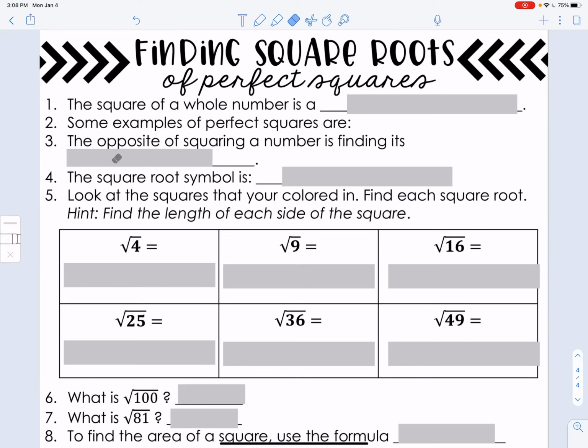We're going to continue with our work with squares, squaring a number. And what we're going to start thinking about is how square roots and squares are related. The square of a whole number is a perfect square.